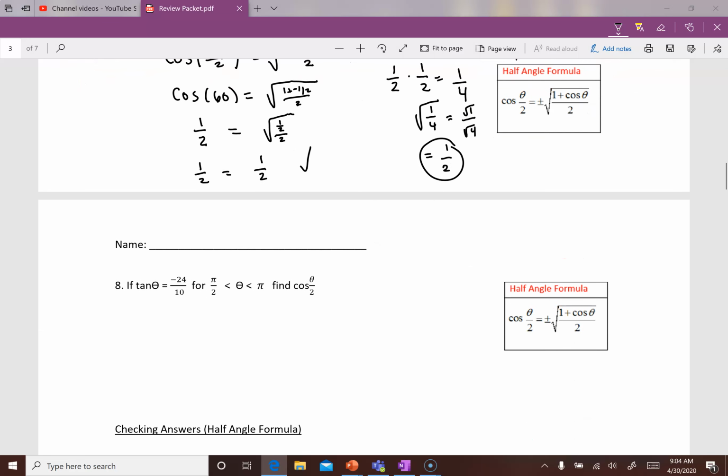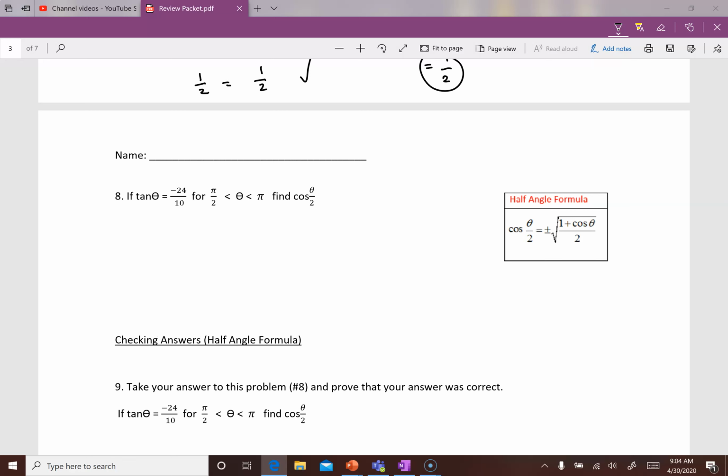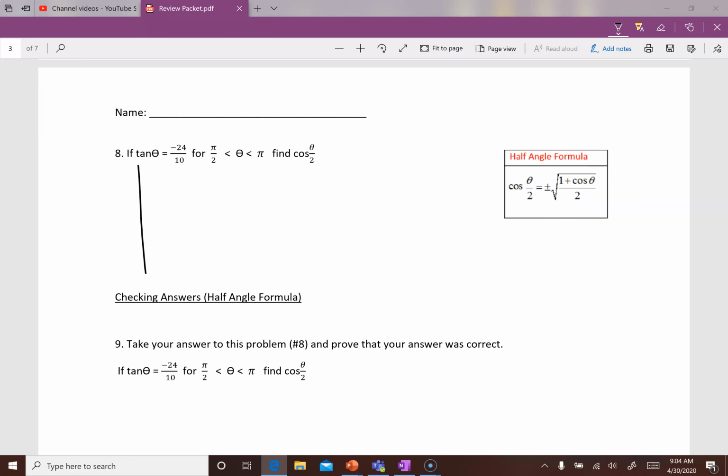All right, number 8. If tangent of theta is equal to negative 24 over 10, looks like we are in the second quadrant. Find cosine of theta over 2. All right, so we draw our quadrant. We again confirm we're at pi over 2 to pi. Drawing my triangle, I've got tangent of theta, which is opposite over adjacent, so that's going to be 24 over 10. And I really encourage you to leave the negative until you realize what's left, right, up, and down, because I can put that negative anywhere I want here.